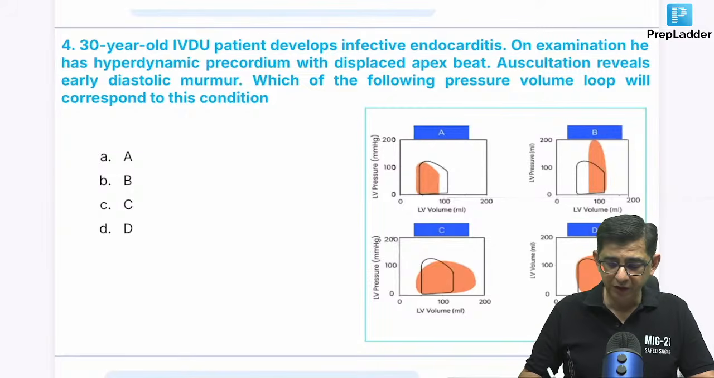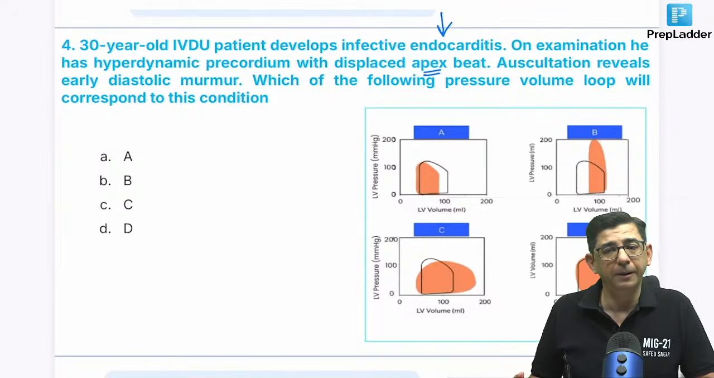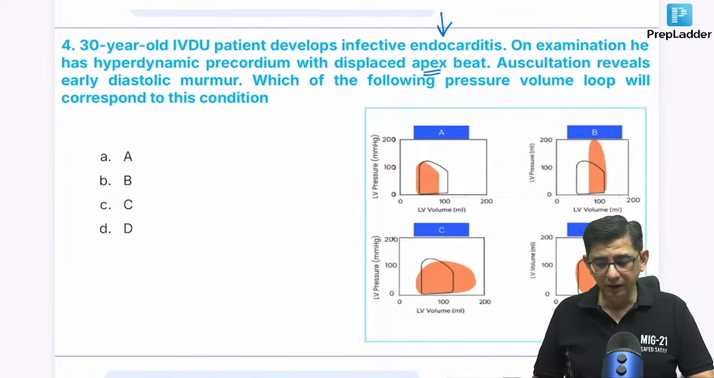And now we have a chap with infective endocarditis. He's having a displaced apex beat. Now, if I'm having a displaced apex beat present, that tells me that there's a chamber enlargement happening. Auscultation is revealing an early diastolic murmur.